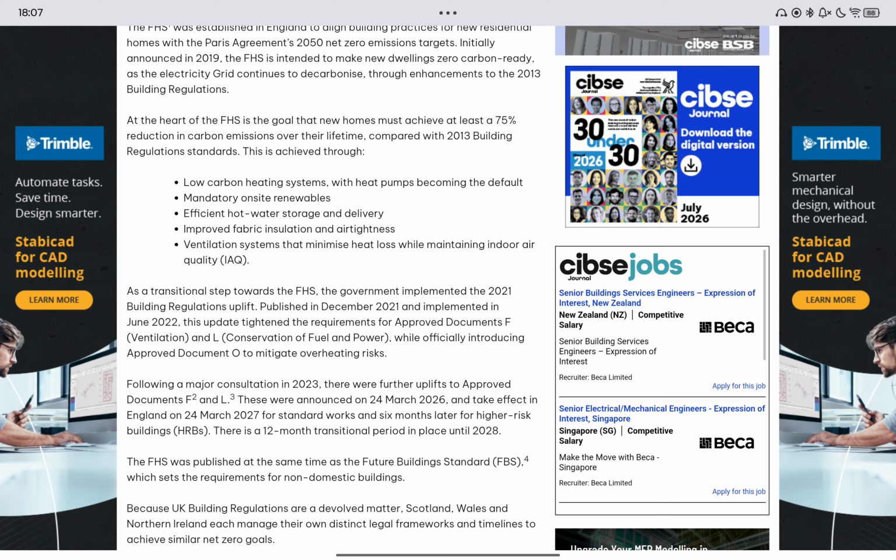At the heart of the FHS is the goal that new homes must achieve at least a 75% reduction in carbon emissions over their lifetime compared with the 2013 building regulation standards. This is achieved through low carbon heating systems with heat pumps being the default, mandatory on-site renewables, efficient hot water storage and delivery, improved fabric insulation and air tightness, and ventilation systems that minimise heat loss while maintaining indoor air quality, or IAQ.